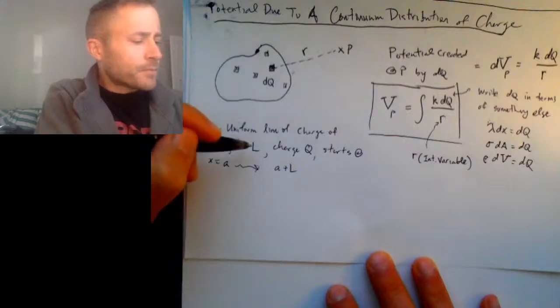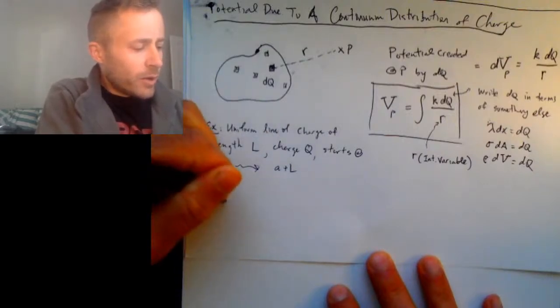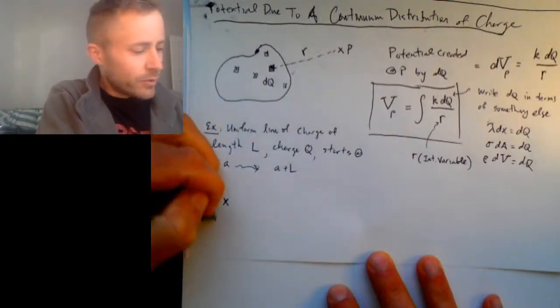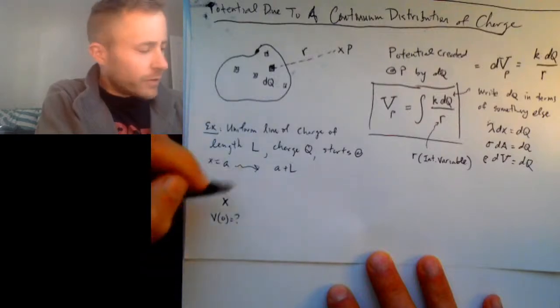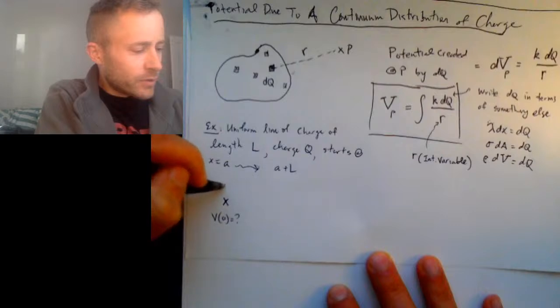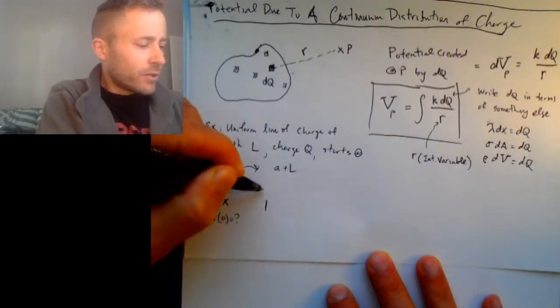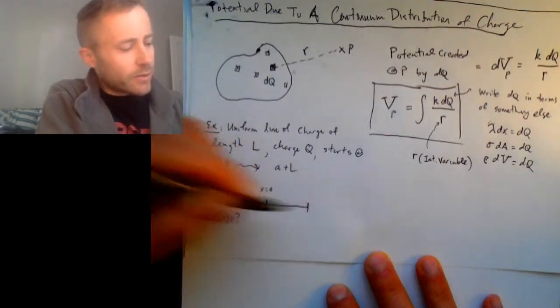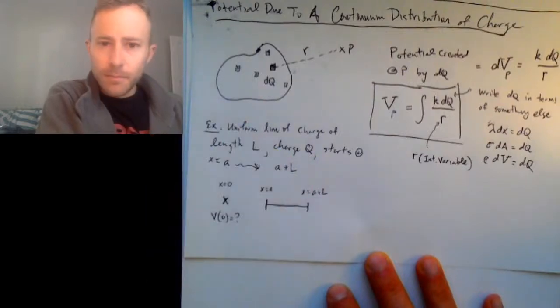So let me draw this out. We want to know what is the potential at the origin. So what is V of 0? Okay, so if this is the origin, if this is x equals 0, then the line of charge starts at x equals A, and it extends to x equals A plus L. All right.